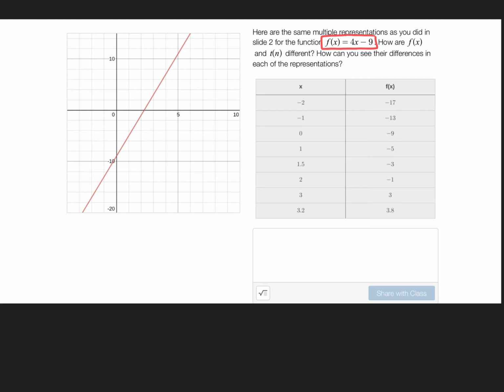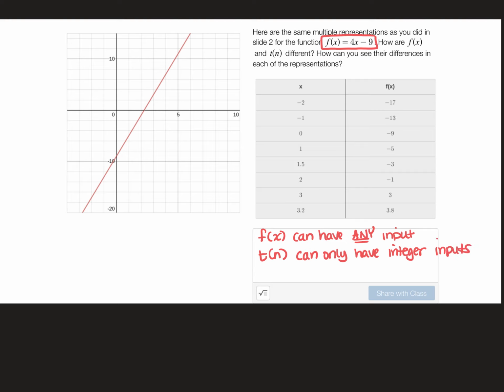Well, a function includes any input, right? We can use a decimal input, we can use a fractional input. So a function can have any input, right? Our input is all real numbers, whereas our sequence can only have integer inputs. So no decimals, no fractions. That is the biggest difference.